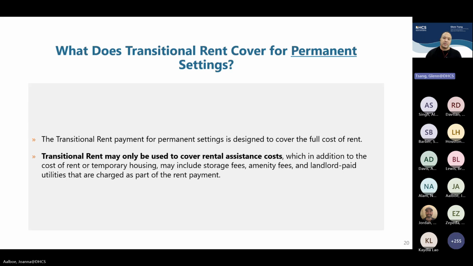All right, now we're going to step through more information about what transitional rent covers in each setting type. For permanent settings, the transitional rent payment is designed to cover the full cost of rent and may only be used to cover rental assistance costs, which, as mentioned, may include storage fees, amenity fees, and landlord-paid utilities that are charged as part of the rent payment. Next slide.